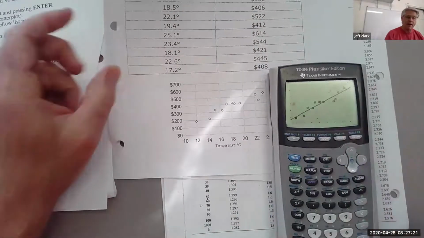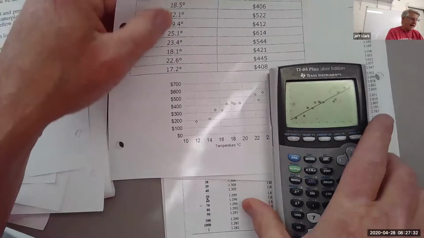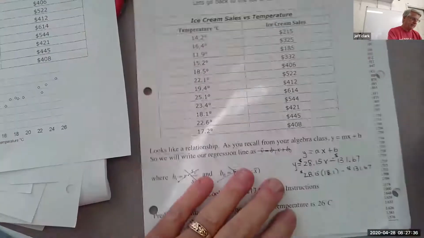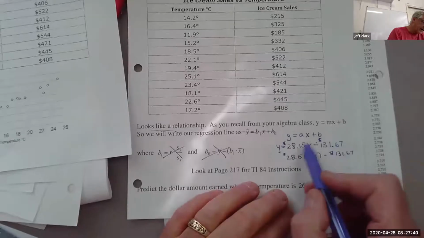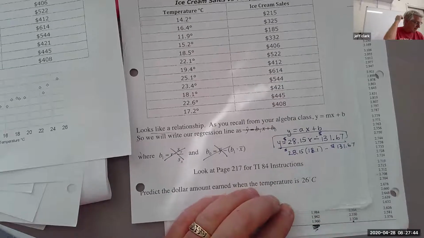And it throws the line in at the end. Then if I want to predict anything, like what's the value if I used my equation down here, which I've already done for you once. This is the equation of the line.